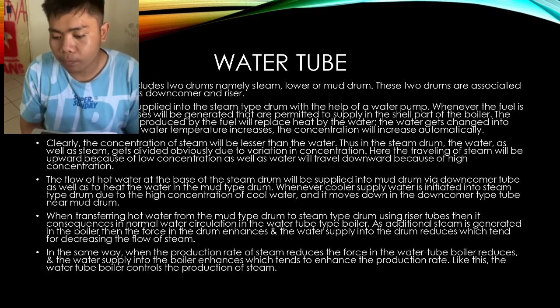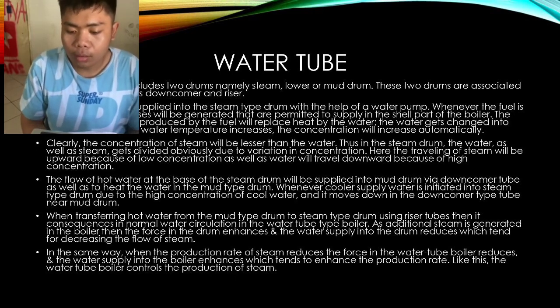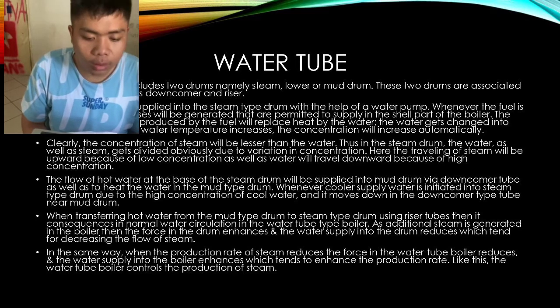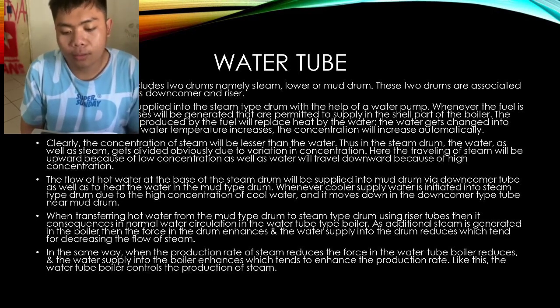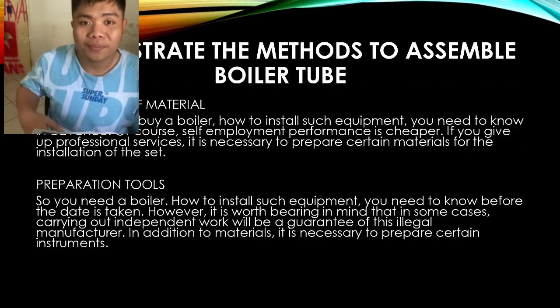As additional steam is generated in the boiler, the pressure in the drum increases and the water supply into the drum reduces, which tends to decrease the flow of steam. In the same way, when the production rate of steam reduces, the pressure in the water tube boiler reduces and the water supply into the boiler increases, which tends to enhance the production rate. Like this, the water tube boiler controls the production of steam.